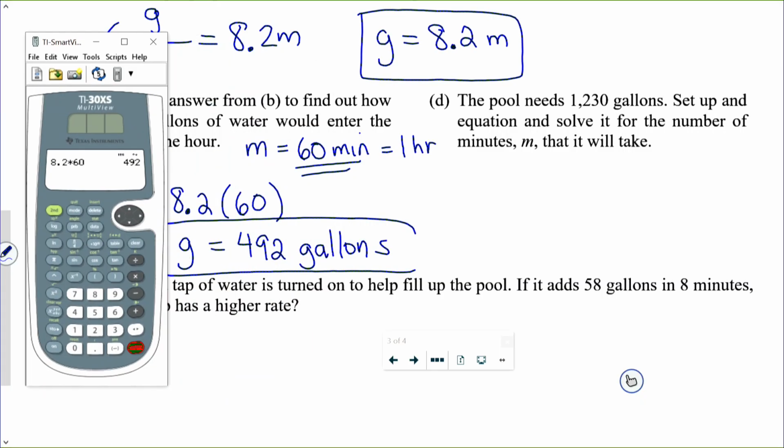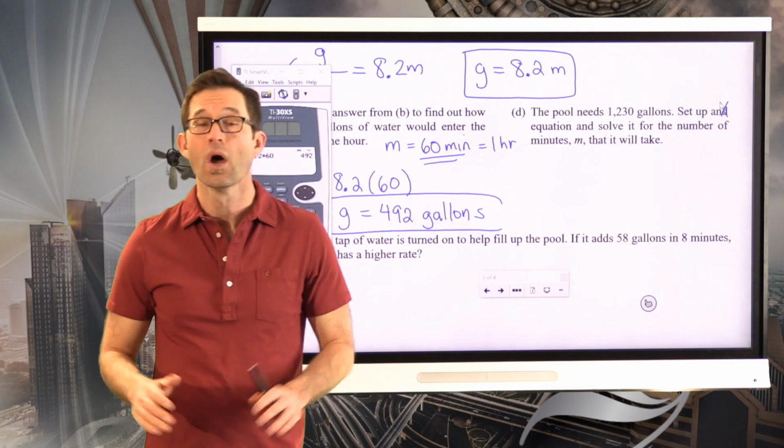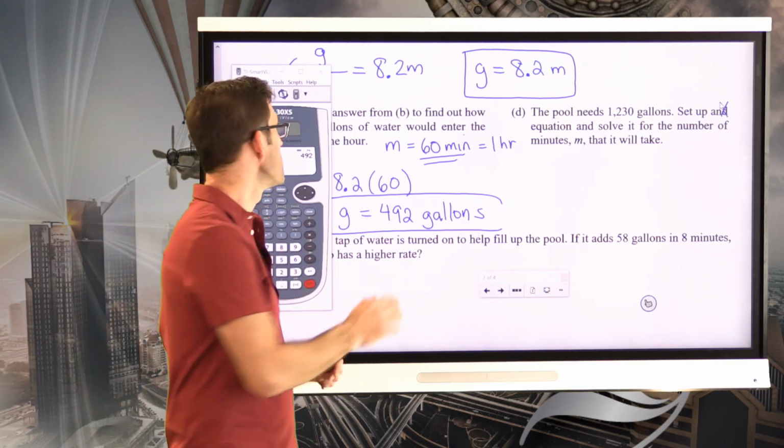All right, let's take a look at letter D. The pool needs 1,230 gallons. Set up an equation and solve it for the number of minutes M that it will take. Little grammar mistake. It should say set up an equation, not and equation. That doesn't make any sense.